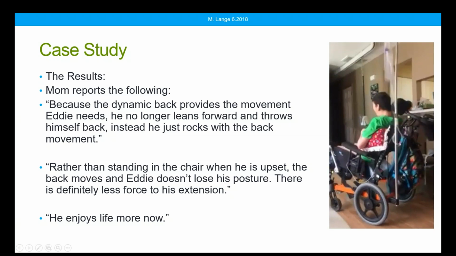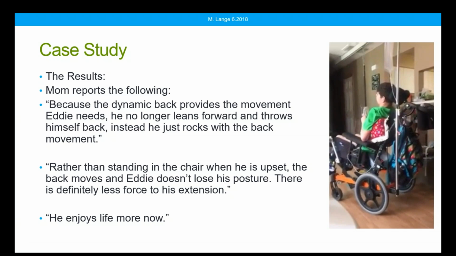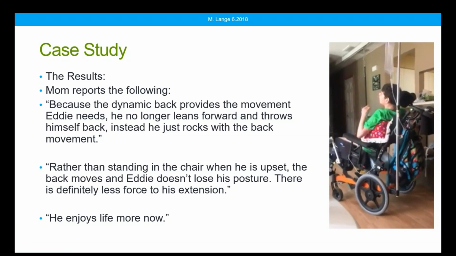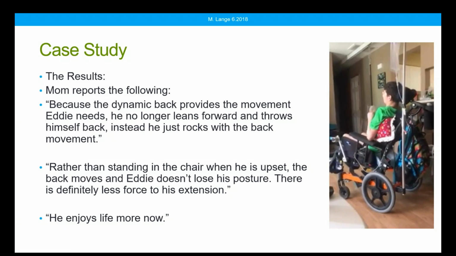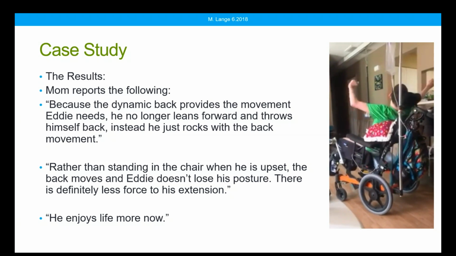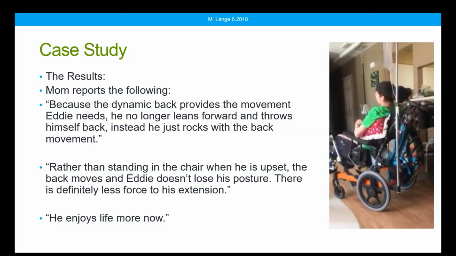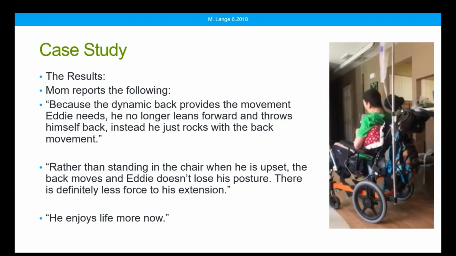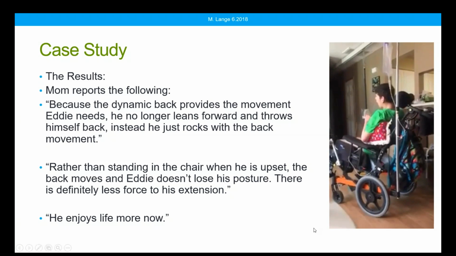And again, this is Eddie moving in his chair. And despite those very large movements, he's maintaining his seated position. He's not standing up in the chair, and that allows him to have better control over his posture.